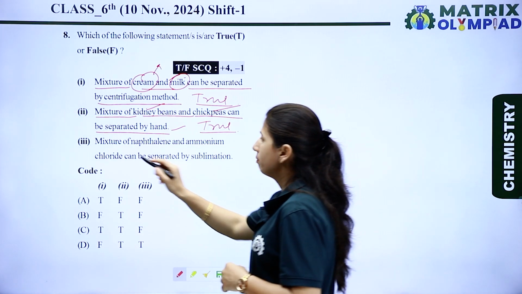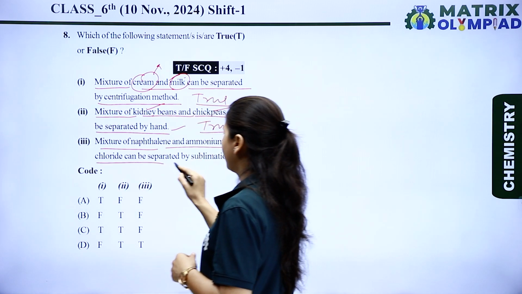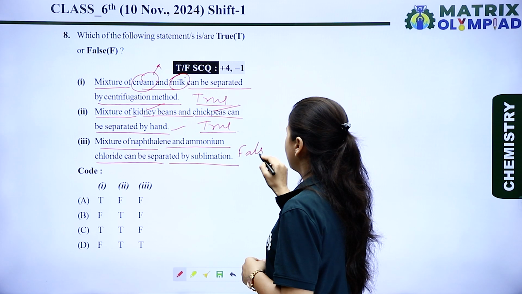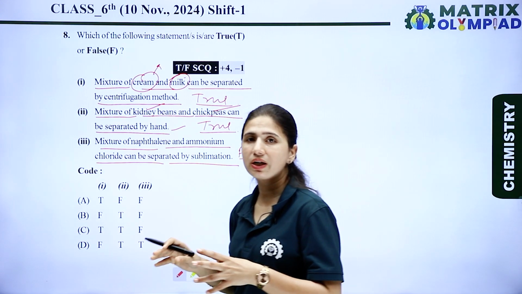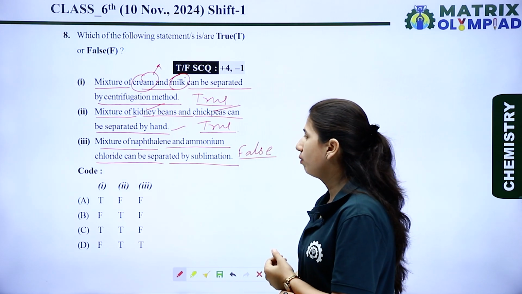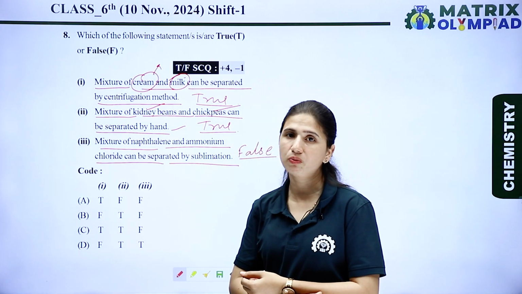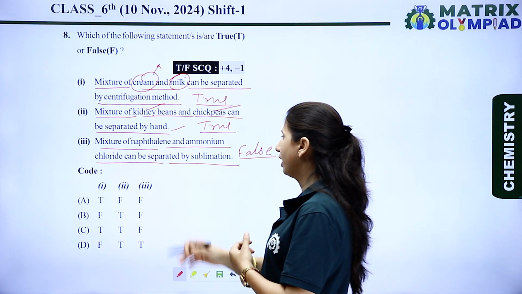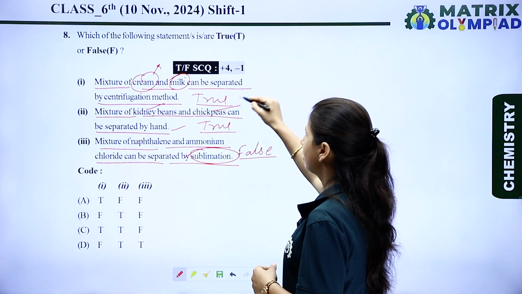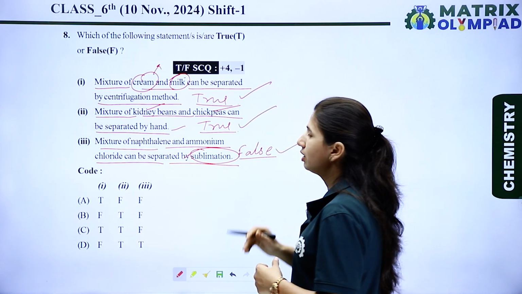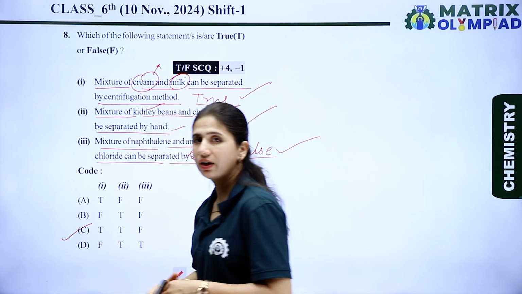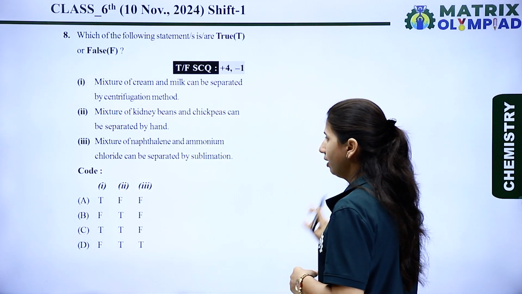Now the next is, a mixture of naphthalene and ammonium chloride can be separated by sublimation. No, this is a completely false statement, because sublimation is a process in which a solid directly converts into vapor state, and naphthalene and ammonium chloride are both sublimable substances. Because of that, they cannot be separated by the sublimation process. So the first statement is true, the second statement is true, but the third statement is false. So true, true and false. So C is the right option for this question. Now let's see the next question.